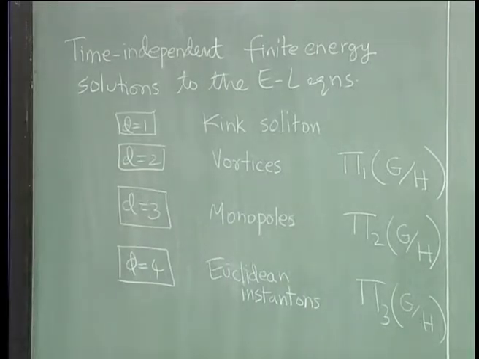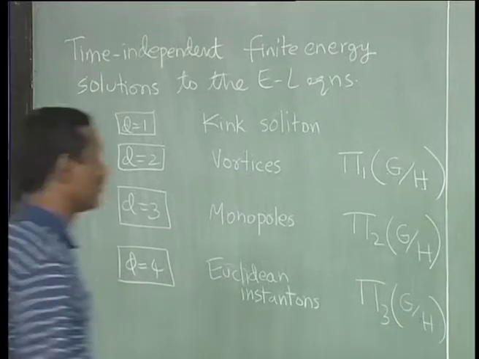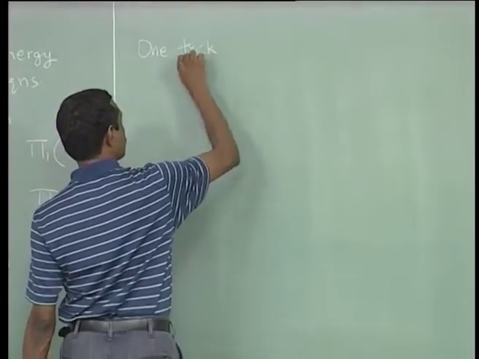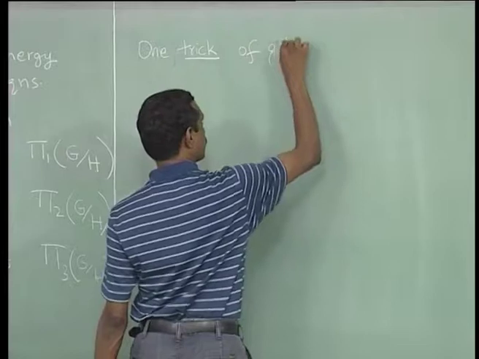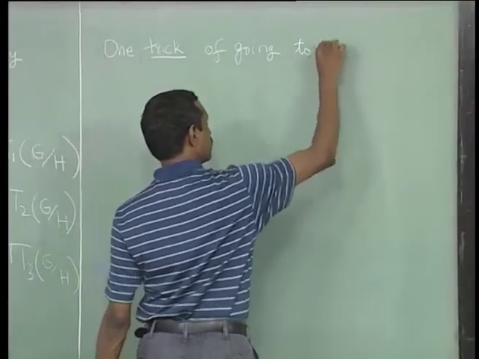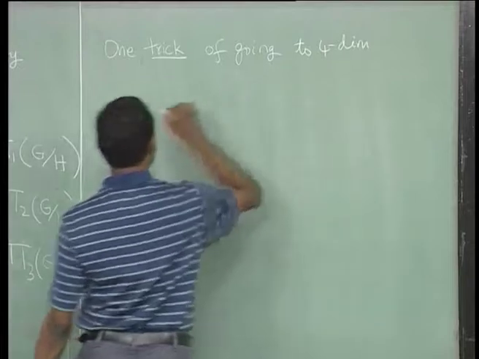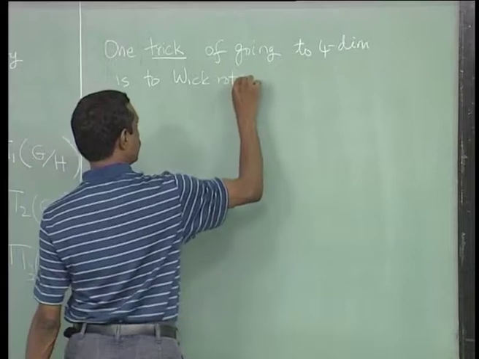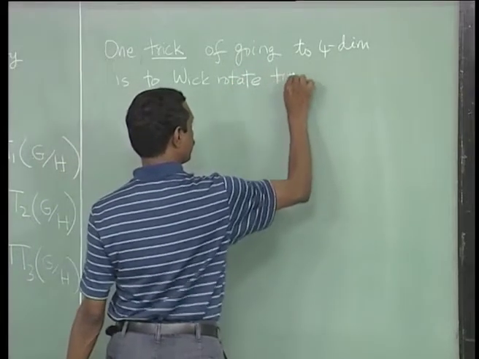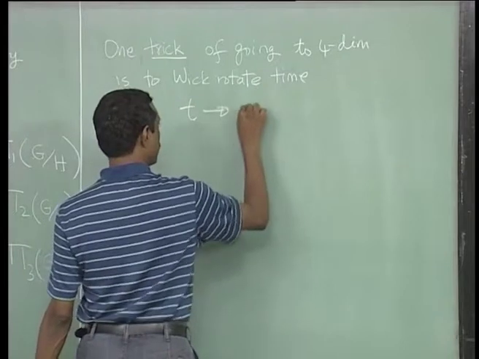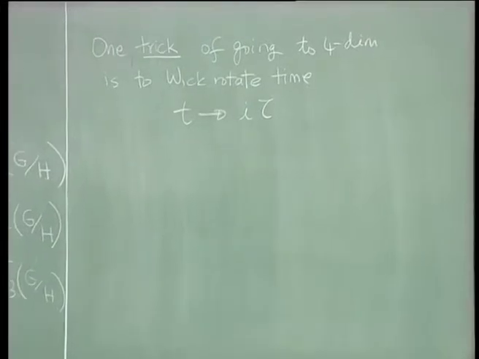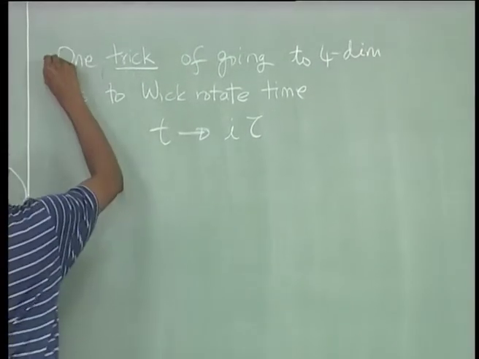Okay. There is one way to get to 4 dimensions staying in 3+1 by Wick rotating time. Okay. So, one trick of going to Euclidean space is to Wick rotate time. So, you take t goes to i tau. Okay.